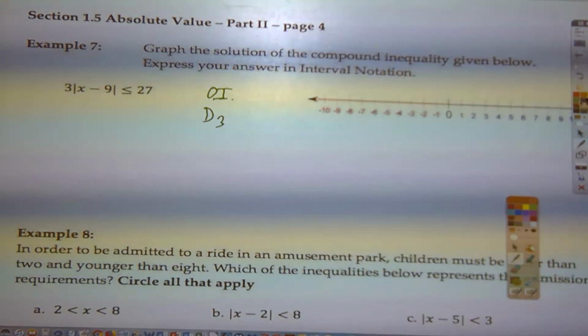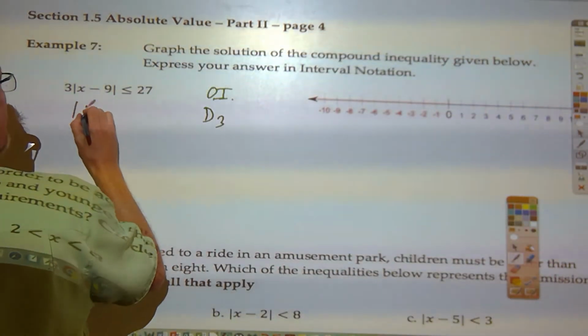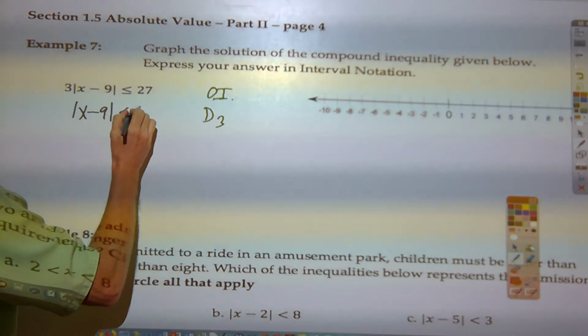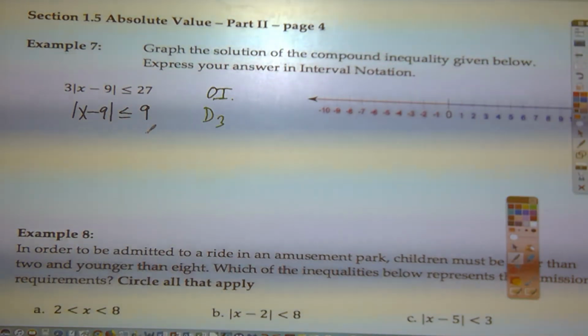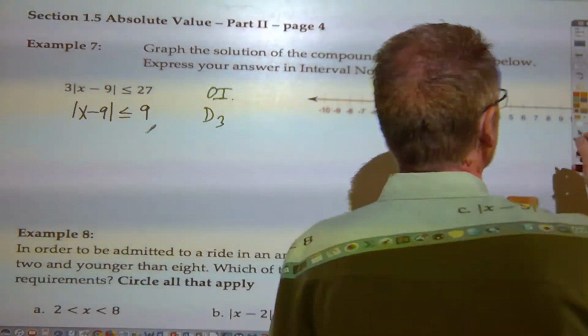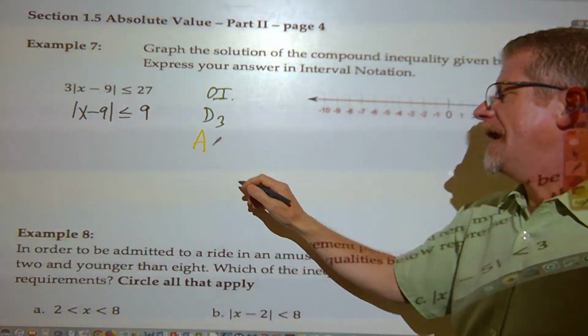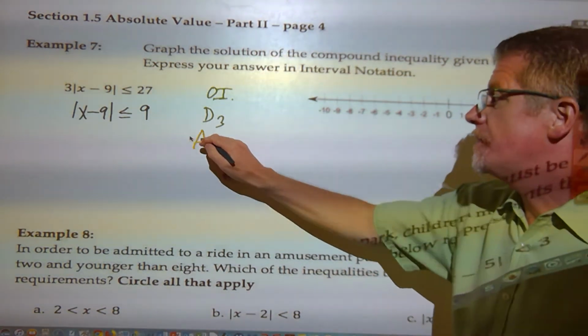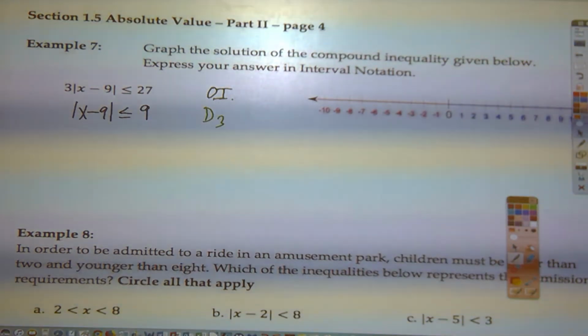So we're dividing both sides by 3 to get, as expected, the absolute value of x minus 9 is less than or equal to 9. Okay, so no surprises there. Now that we've isolated the absolute value, it's time to use the absolute value property for less than or equal to. So here we go.